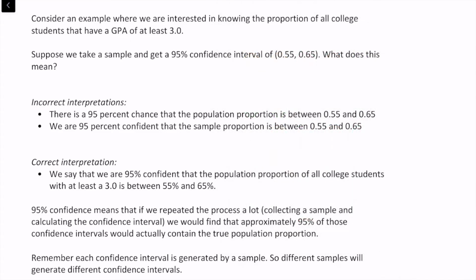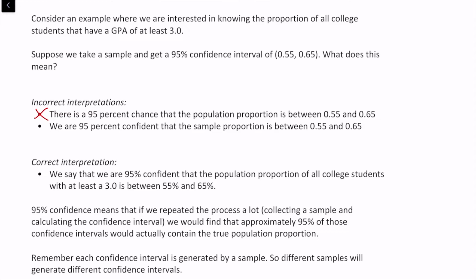Okay? Incorrect. Okay? That's not what a confidence interval is measuring. And I'll tell you what it is in just a second, okay? The reason why this is incorrect is because either the population proportion is in between that interval or it's not. So that is an incorrect interpretation. All right. Or some people will say we are 95% confident that the sample proportion is between 0.55 and 0.65.